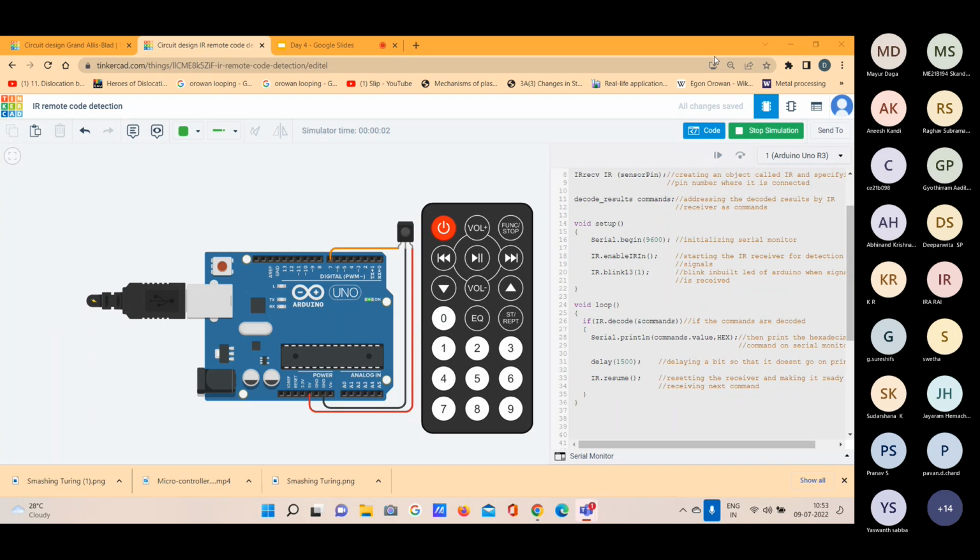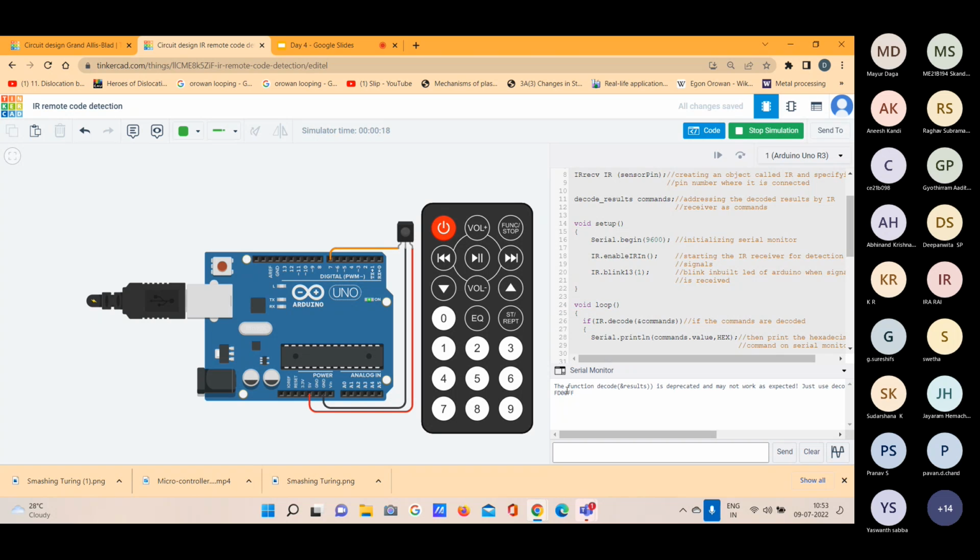Okay, so we'll go to the serial monitor. You can ignore the message that comes first. We are just interested in the hexadecimal value we get for each click on the button. So when I click this power button, it corresponds to the hexadecimal value FD00FF. Similarly, for voltage, it is some other value, and for function, it is different. So each button on the IR remote has a specific code.